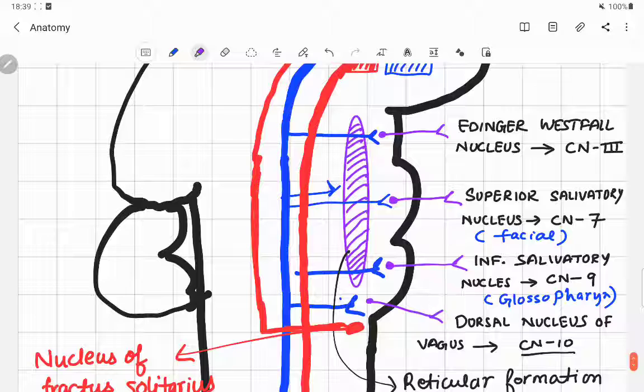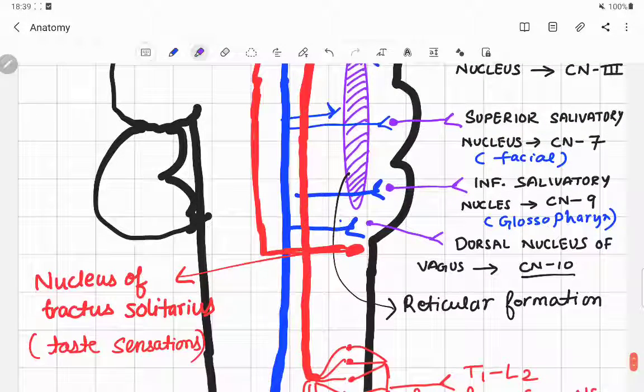The next one, which forms the connection between the neurons coming from the anterior hypothalamic nucleus and cranial nerve 7, which is the facial nerve, is called the superior salivatory nucleus. Similarly, the third one, which forms the connection of the tract of neurons and cranial nerve 9, which is the glossopharyngeal nerve, is the inferior salivatory nucleus.